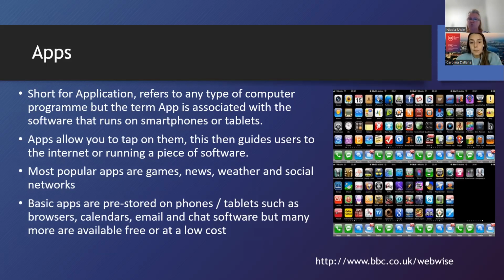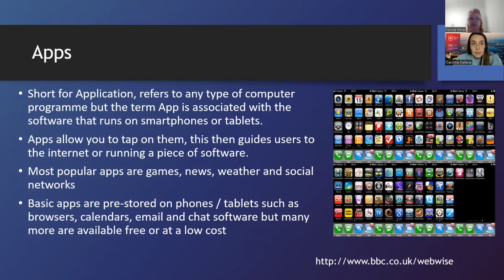Basic apps are always on phones when you buy them. They're pre-stored. On phones and tablets, you've got your browsers like Google, calendars, email, and chat software. But many more are available at free or low cost. Again, we just didn't have this range of apps when we first started using mobile technology.